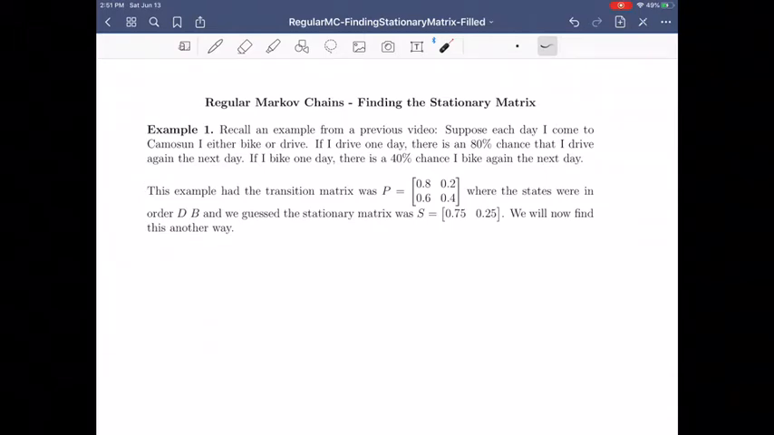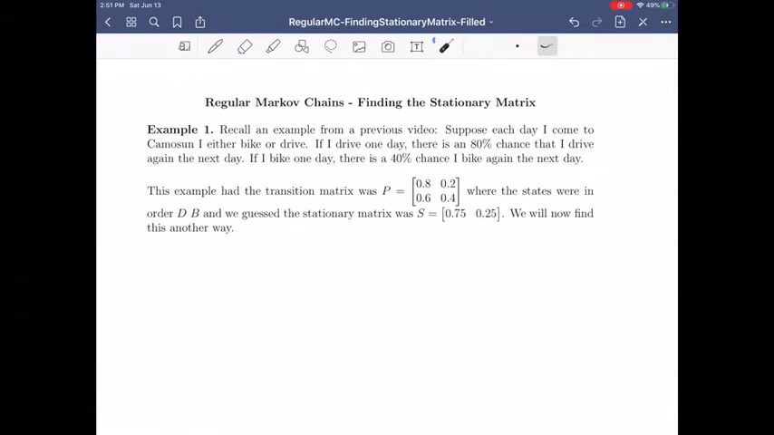So recall the example. Each day when I come to Camosun, I either bike or drive. If I drive, there's an 80% chance I drive again the next day. If I bike, there's a 40% chance I bike again the next day. So this example had this as its transition matrix, where the states were in the order D, B, so drive and bike. And we guessed that the stationary matrix was this, and then we were able to show that it was, in fact, a stationary matrix. We're now going to actually see how to find this.